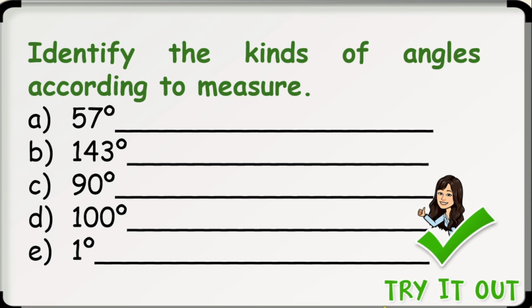For your drill, identify the kinds of angles according to measure. Letter A, 57 degrees. Letter B, 143 degrees. Letter C, 90 degrees. Letter D, 100 degrees. And letter E, 1 degree.